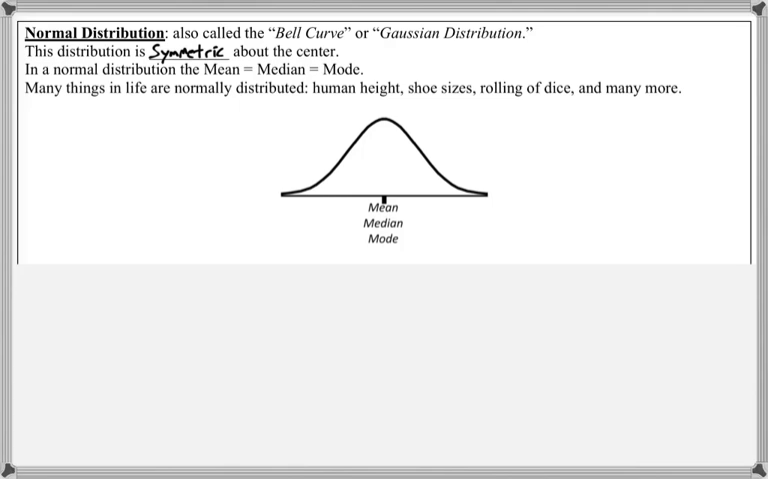Many things in life are normally distributed. So human height, shoe sizes, rolling of dice, and many more.